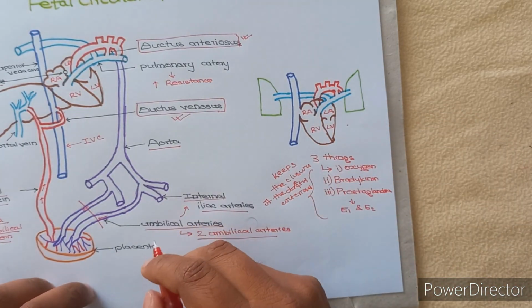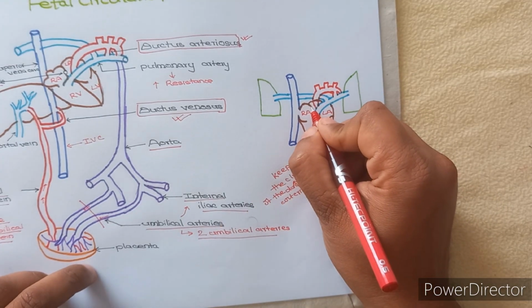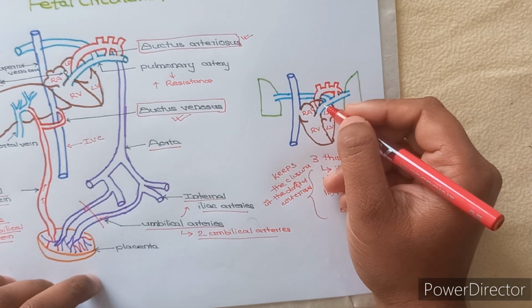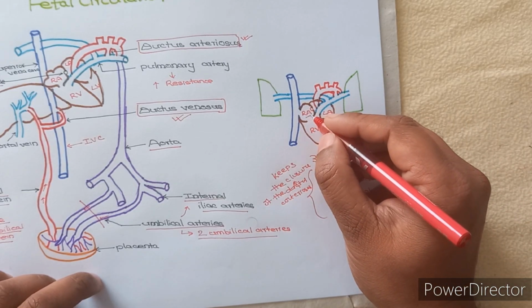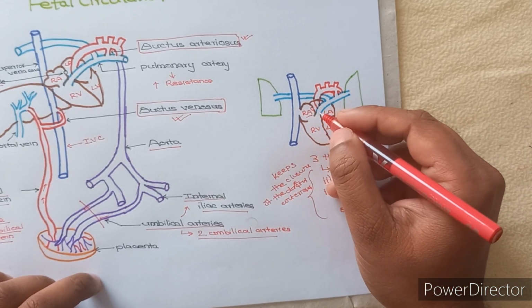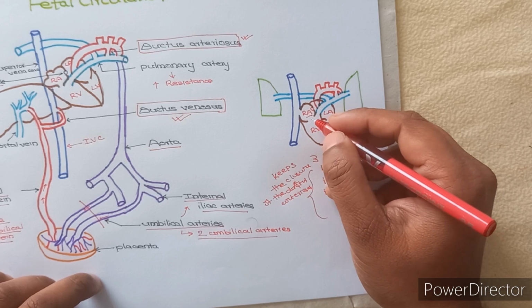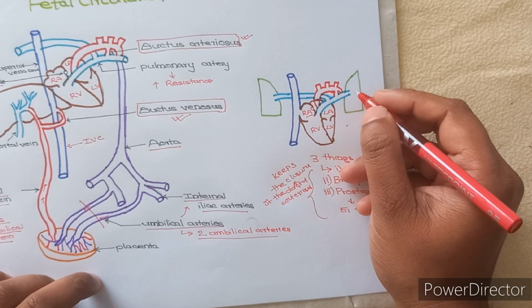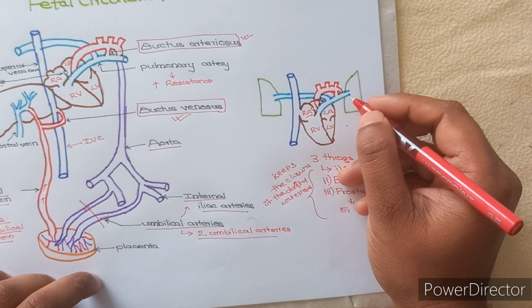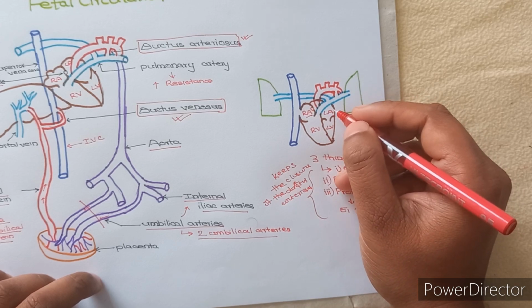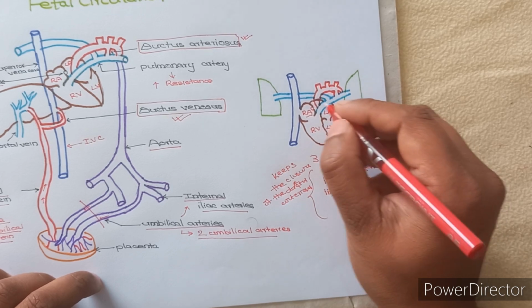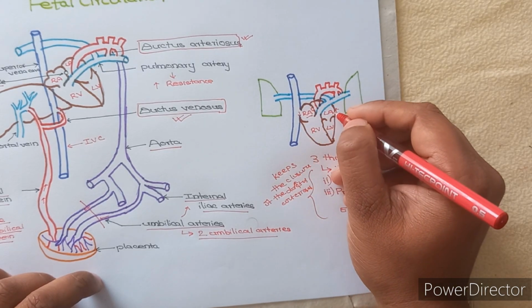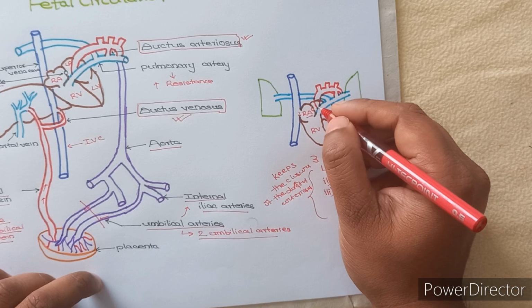And now we are going to discuss that there was one opening called the foramen ovale. What happens to the foramen ovale? Once the umbilical cord is cut off, the pressure in the right atrium decreases as there is no blood coming to the right atrium through the placenta, and more blood is coming to the left atrium through the pulmonary vein after oxygenation. The pressure in the left atrium increases while the pressure in the right atrium decreases. This increase in the pressure of the left atrium closes the foramen ovale.